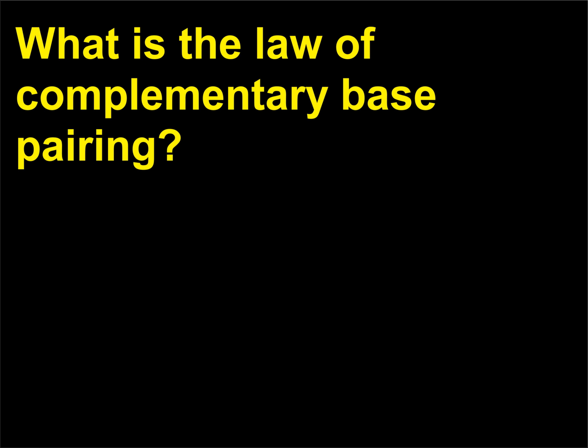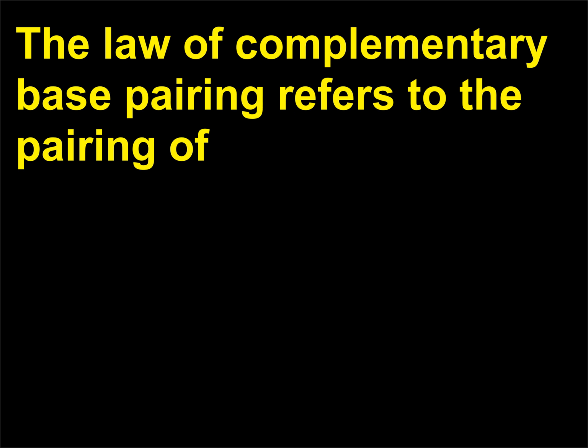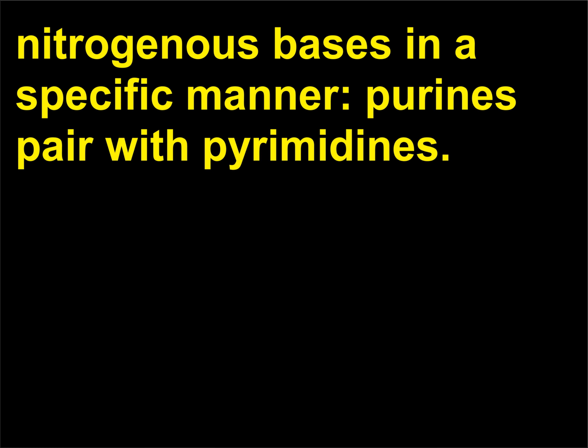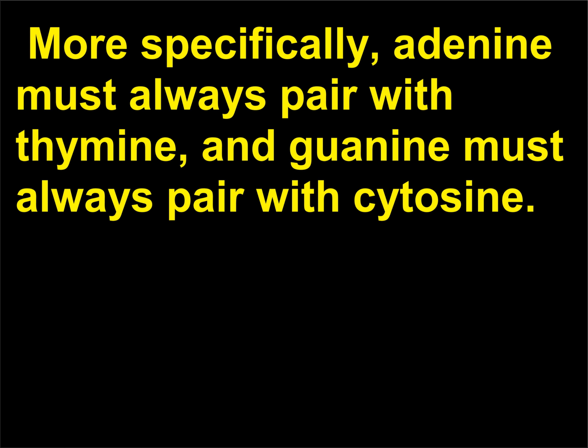What is the law of complementary base pairing? The law of complementary base pairing refers to the pairing of nitrogenous bases in a specific manner. Purines pair with pyrimidines. More specifically, adenine must always pair with thymine, and guanine must always pair with cytosine.